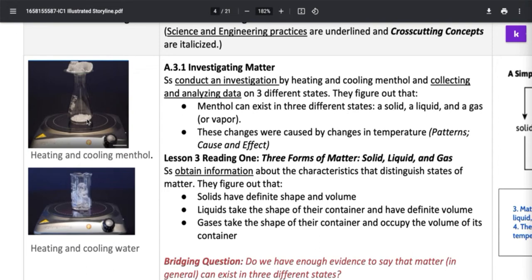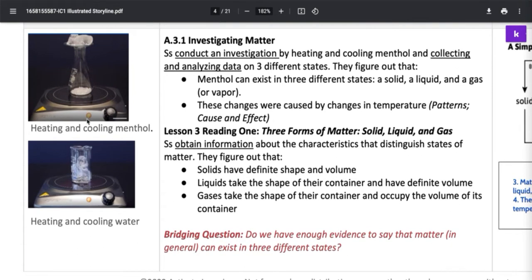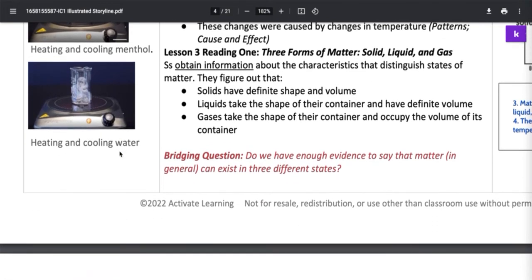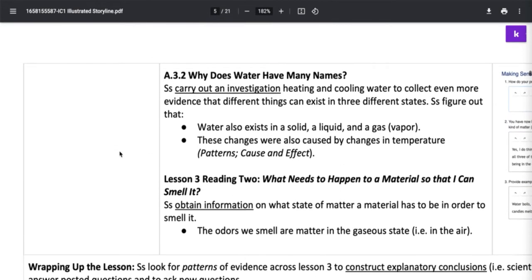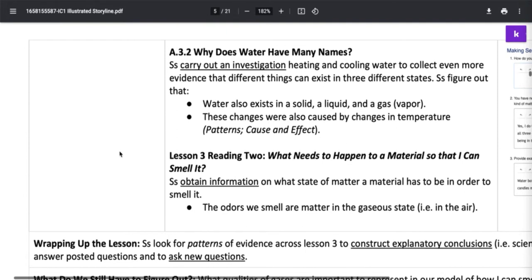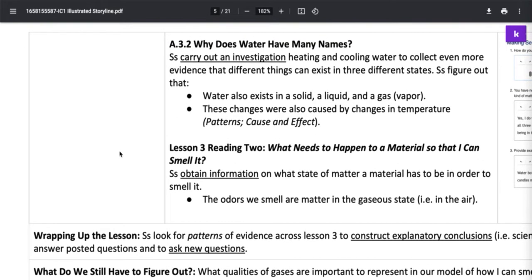We're just trying to create this idea that there's something connected there, which of course there totally is, because smell is really just little particles of that substance coming off and getting into the air. Even when it's in a solid form, it still does that. Let's see, why does water have so many names? Solid, liquid, gas, vapor, because we use water so much.